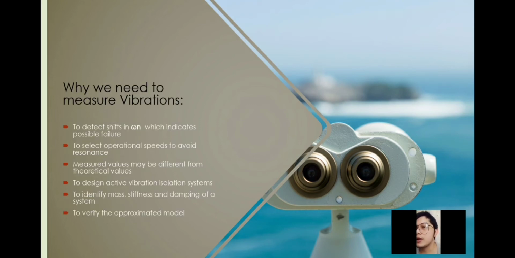Why do we need to measure vibration? This is to detect shifts in angular velocity n, which indicates possible failure, to select operational speed to avoid resonance. Measured values may be different from theoretical values. It is also to design active vibration isolation systems, to identify mass, stiffness, and damping of a system, and to verify the approximate method.